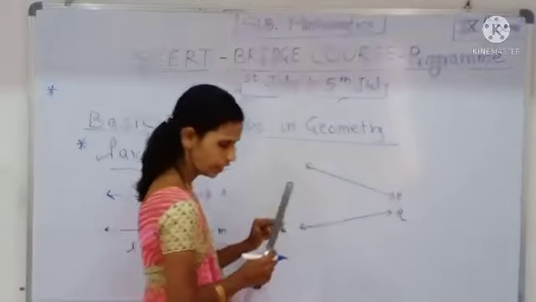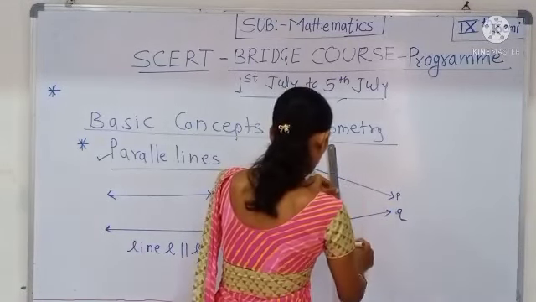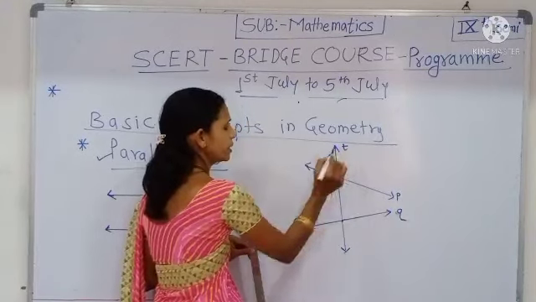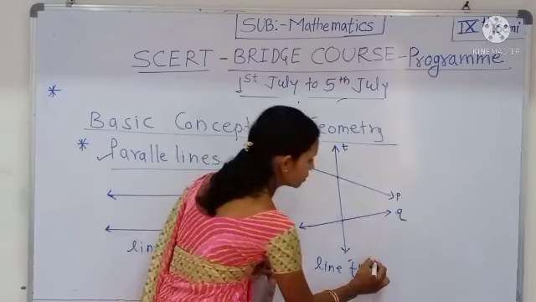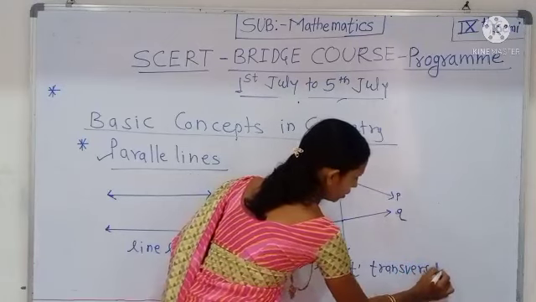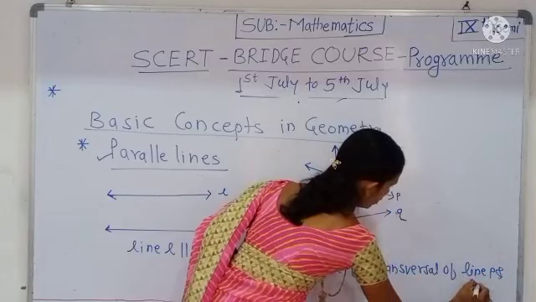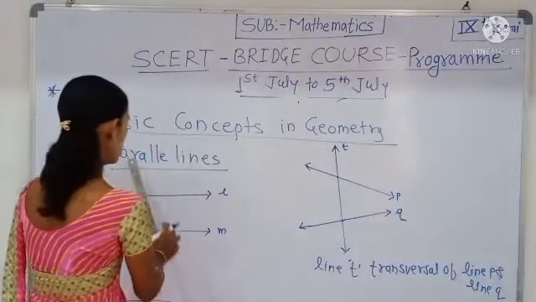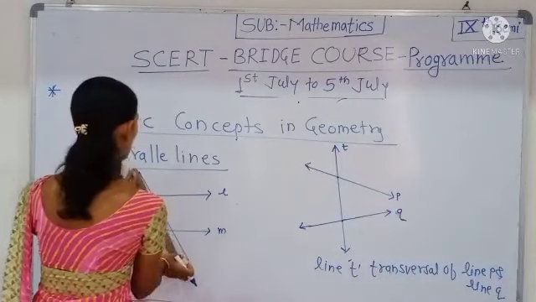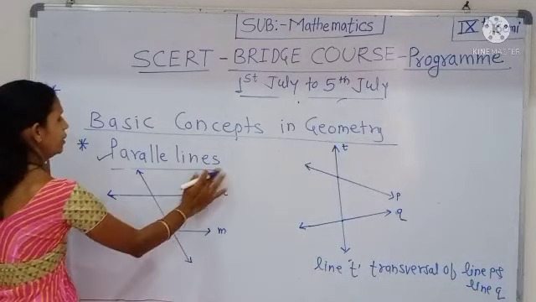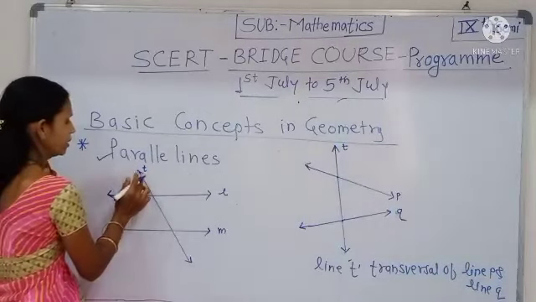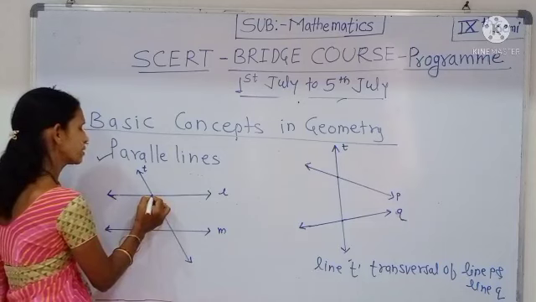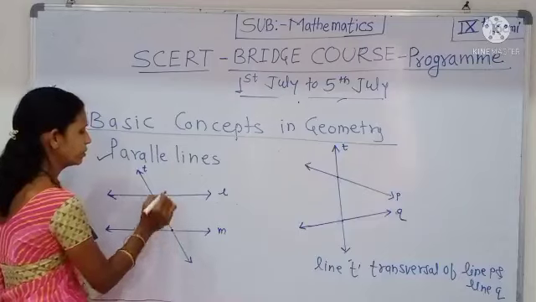Then see here, if we draw one more line which intersects those two lines in two distinct points, then that line T is known as a transversal of line P and line Q. Similarly, we can also draw the transversal of line L and line M. Line T is a transversal of line L and line M, which intersects them in two distinct points.